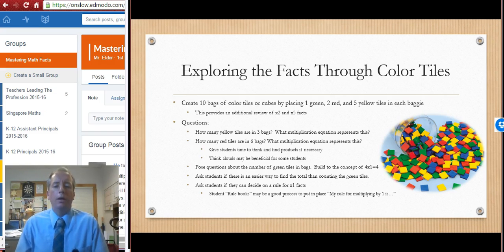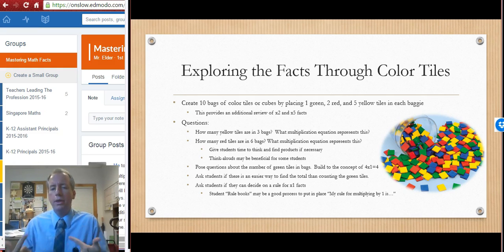So I like the idea of kids creating their own multiplication books, and at this point they would have my rule for 2s, my rule for 5, my rule for 10, my rule for 1. And we might not want to start that at the very beginning of a multiplication exploration, like back when we were doing 2s.